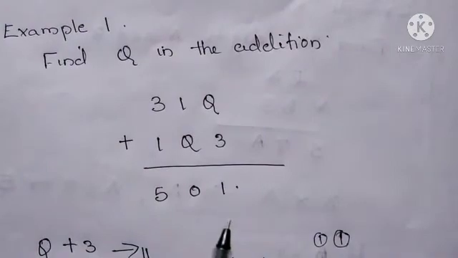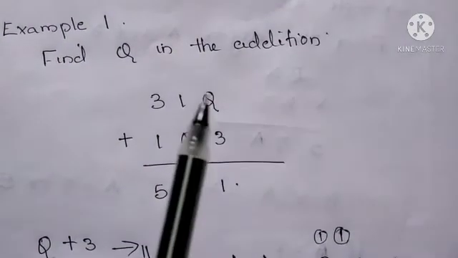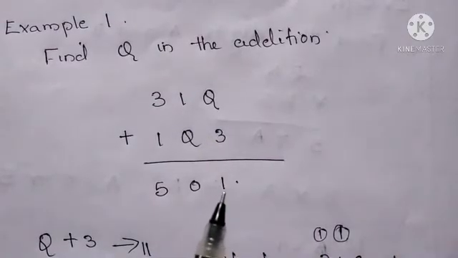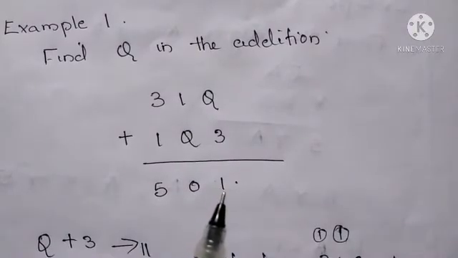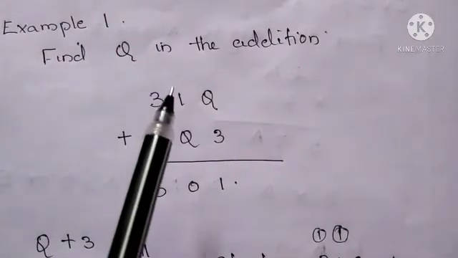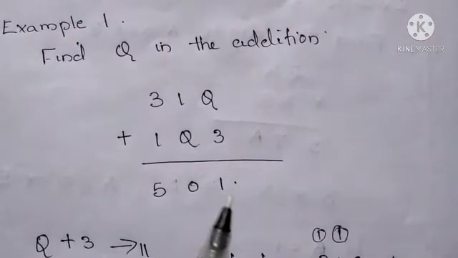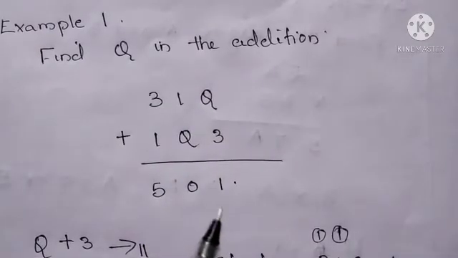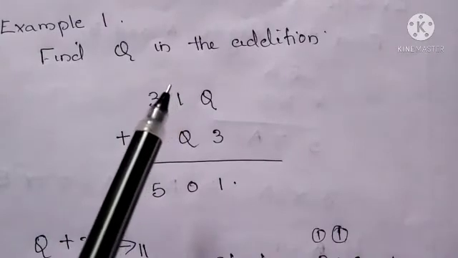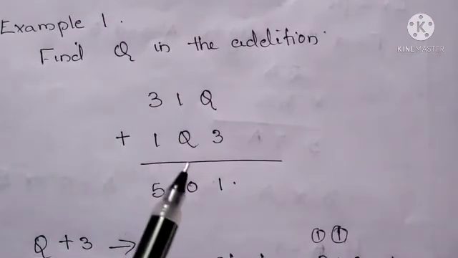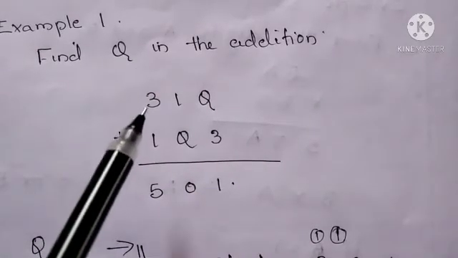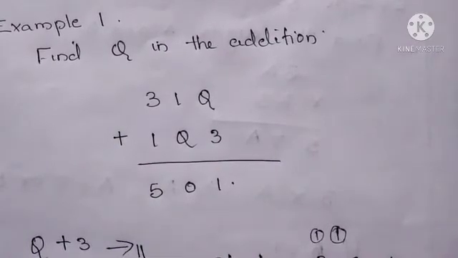Q plus 3 gives 1. We know that if it is adding more than 1, we won't get 1. So it will be 11, and 1 is remaining here. So Q plus 3 is 11; 3 plus which digit will be 11? 8. And the remaining 1 is here. Then 1 plus 8 again we will get 10. 0, and the remaining 1. 1 plus 3 plus 1 is 5. So we can solve this question by giving Q equal to 8.